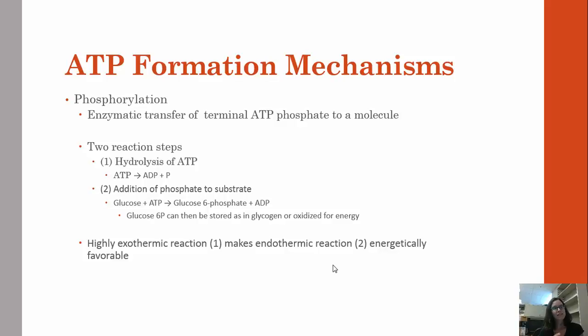So the lysing of ATP is a highly exothermic reaction in that it releases a lot of energy when that phosphate bond breaks. And that makes the endothermic reaction, that is, attaching the phosphate onto the glucose, energetically favorable. Because though it takes energy to bind that phosphate to the glucose in this example, the reaction in total is exothermic and kind of goes downhill energetically, so it makes it energetically favorable.